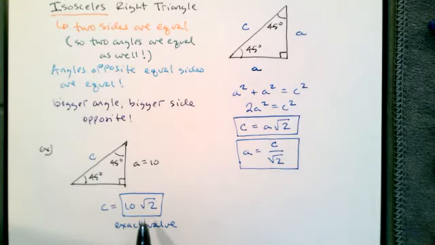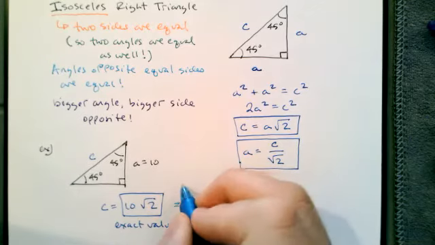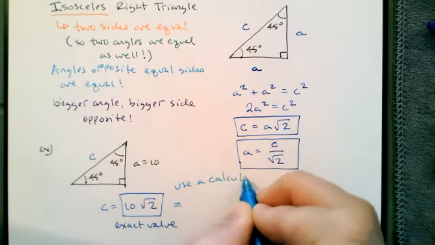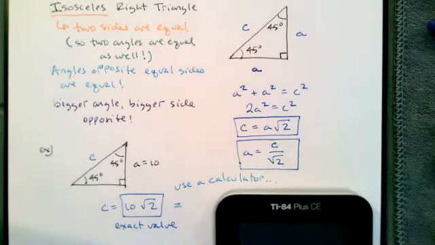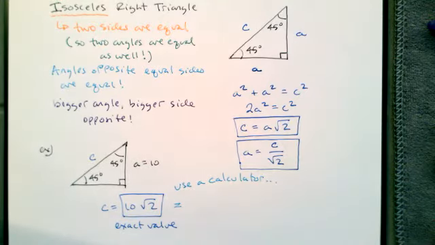So this is what we have with the exact value. If we grab our calculator, we are now looking at an approximation. So if we use our calculator and say, hey, calculator, what's 10 times the square root of 2? It'll give us 14.142. That is an approximation.